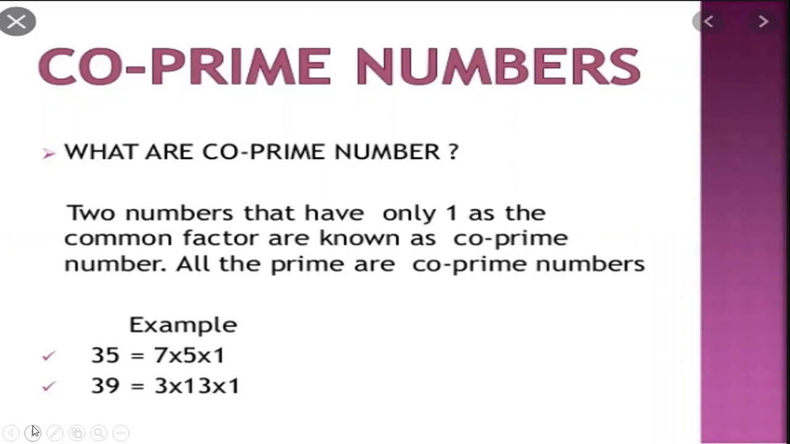Here we will see an example of 35. Factors of 35 are 7, 5, 1 and 35. And factors of 39 are 3, 13, 1 and 39. Both of these numbers have 1 as their common factor, so we will say that 35 and 39 are co-prime numbers.